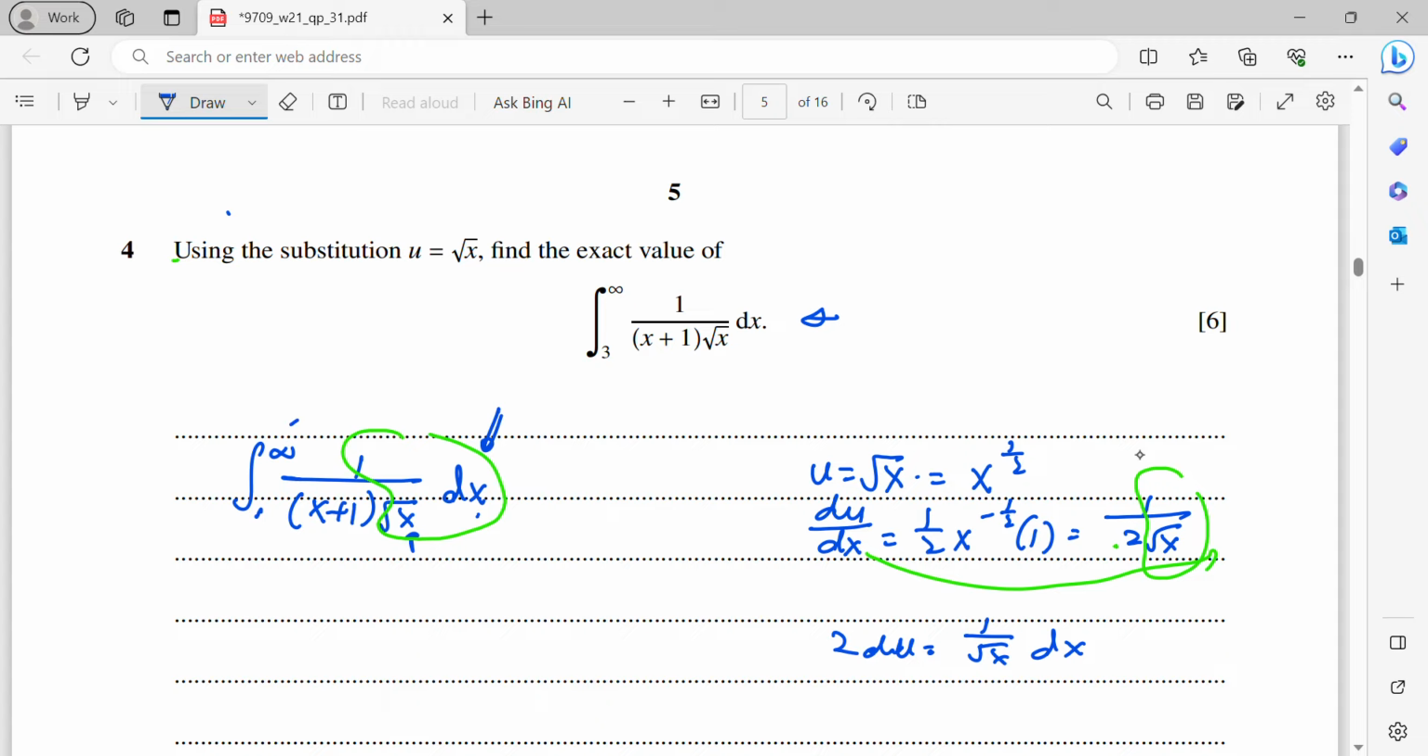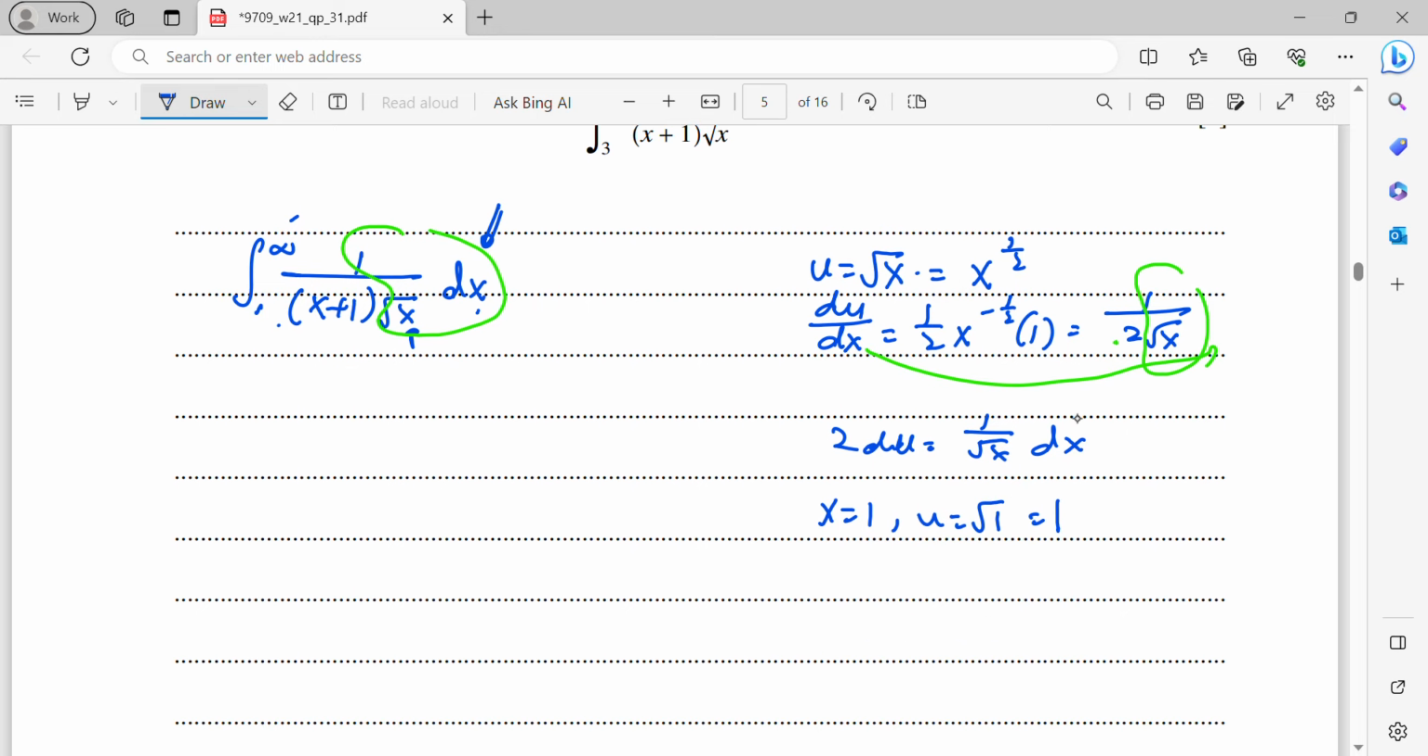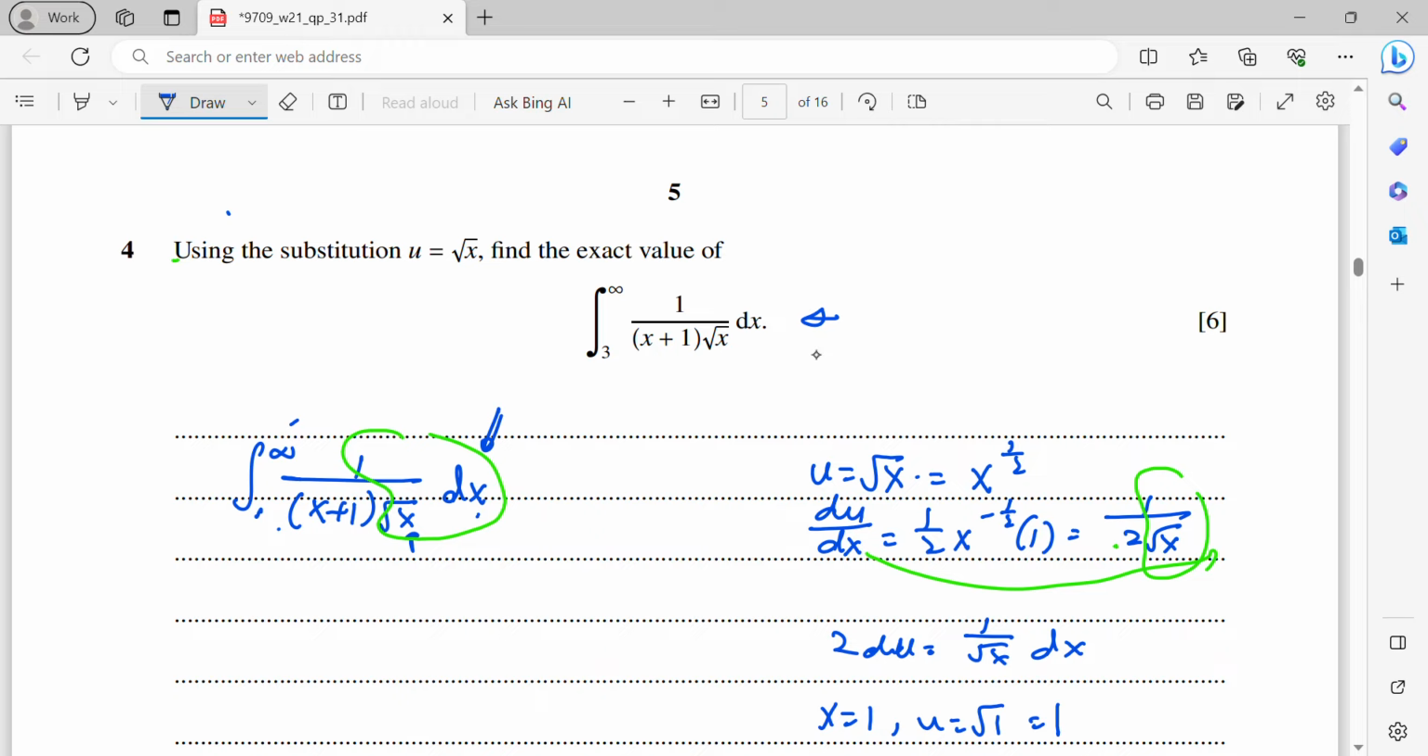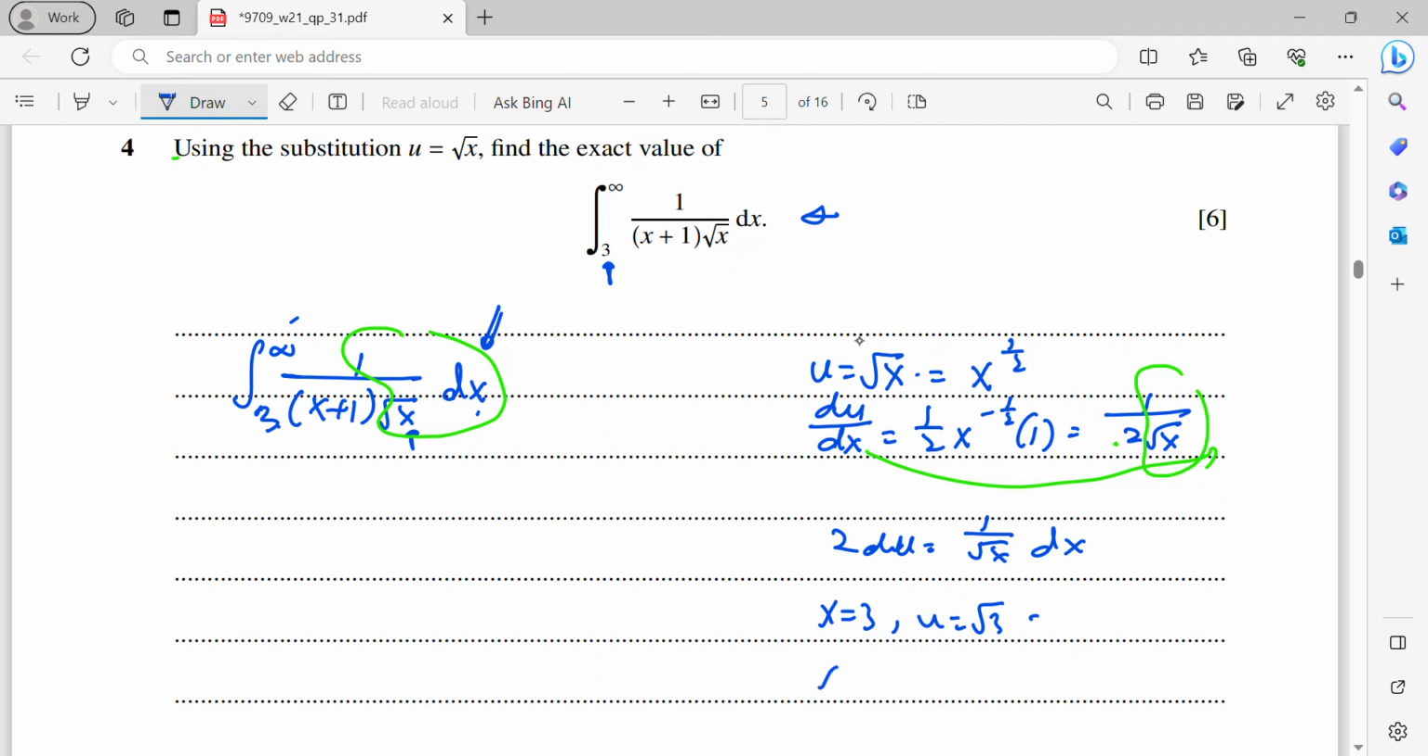Okay, then I need to get the new limits. So when my x is 1, my u is square root 1, which is 1. Okay, sorry, I wrote the wrong limit. This is 3. So here is going to be 3. So when x is 3, your u is square root 3. Then when x is infinity, the u is square root infinity, which means it's infinity. Okay, so now I will change all. So the 3 to infinity will be changed to square root 3 to infinity.